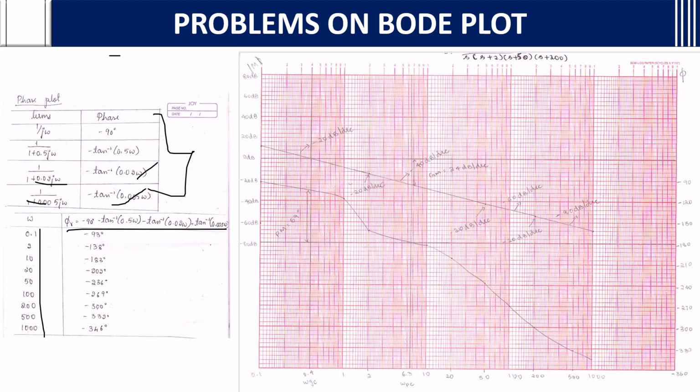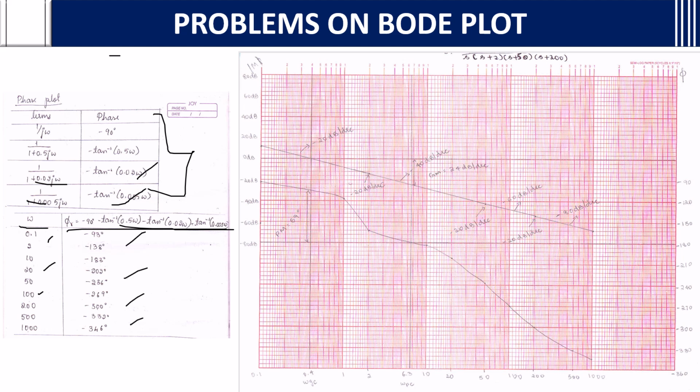The compulsory values are 0.1, then 2, then 50, then 200, right? So these values are compulsory for the corner frequency. In between you can take any values like 20, 100, 500, so you will get a nice slope to draw. You will just put the omega value in this equation. For different omega values, you will get different values.